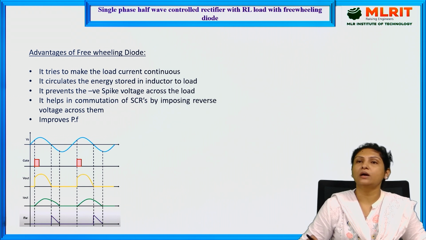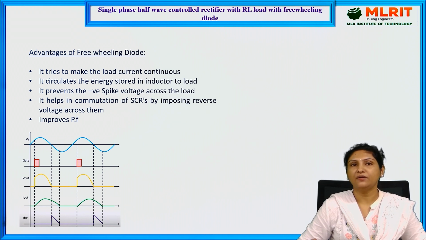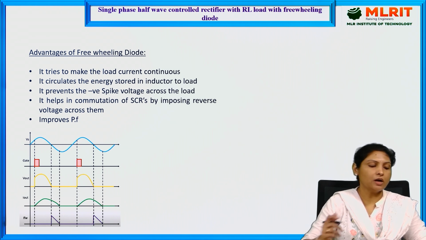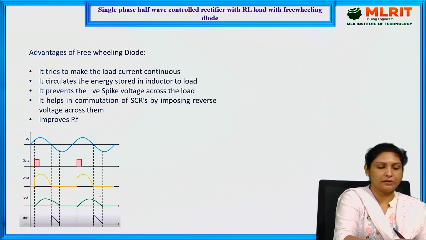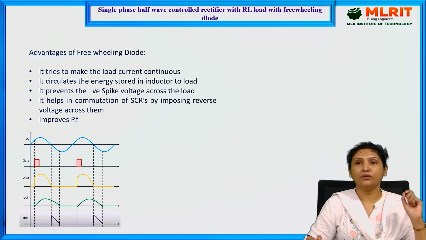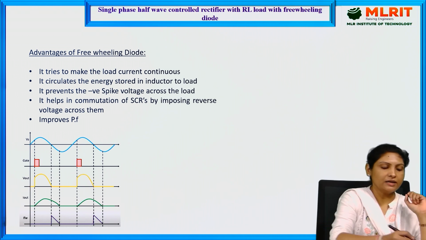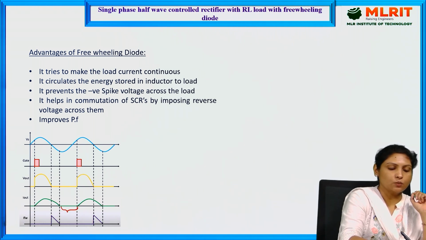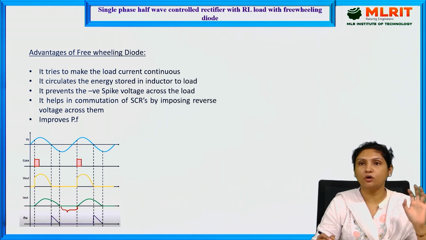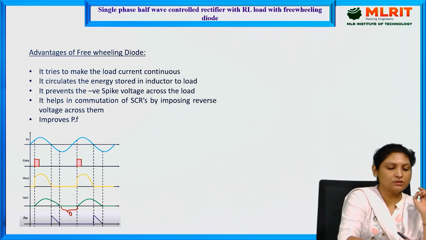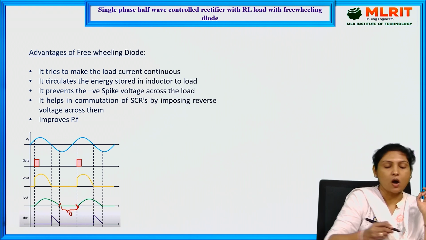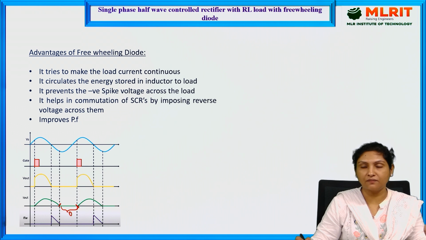So what are the advantages of making use of freewheeling diode? If you see, by making use of freewheeling diode, here output current is becoming continuous. And if we can make use of a large value of the inductor, in that case, the current will not be zero. The output current through the load will not become zero. If you see from this instant to this instant, output current is zero.